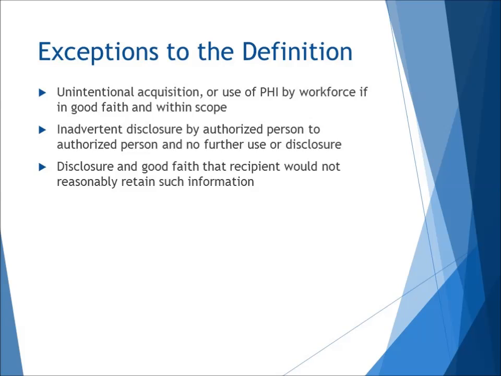or the business associate to another person authorized to access PHI at the same covered entity or business associate, or organized healthcare arrangement in which the covered entity participates, and the information received as a result of such disclosure isn't further used or disclosed in a manner not permitted under the privacy rule. Now, number three is a disclosure of PHI where a covered entity or business associate has a good faith belief that the unauthorized person to whom the disclosure was made would not reasonably be able to retain that information. So those are our three exceptions to the definition.